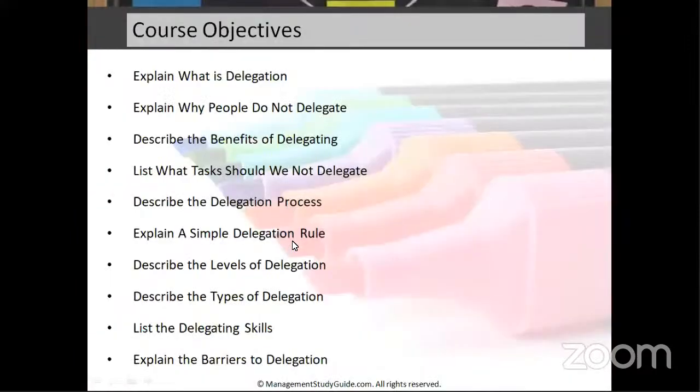So in this course, we are going to be looking at explaining what is delegation, why people do not delegate, the benefits of delegating, what tasks we should not delegate, describe the delegation process, a simple delegation rule, levels of delegation, types of delegation, and we also look at the delegating skills, listing the delegating skills, and then explaining the barriers to delegation.